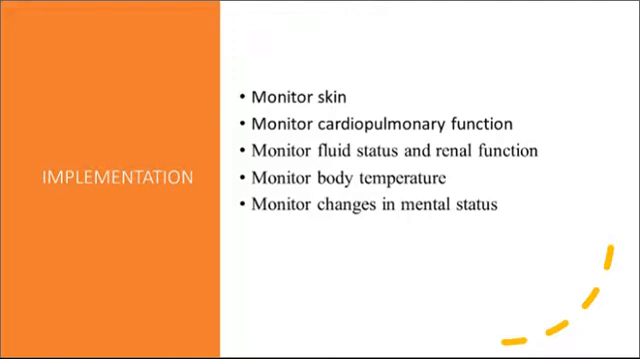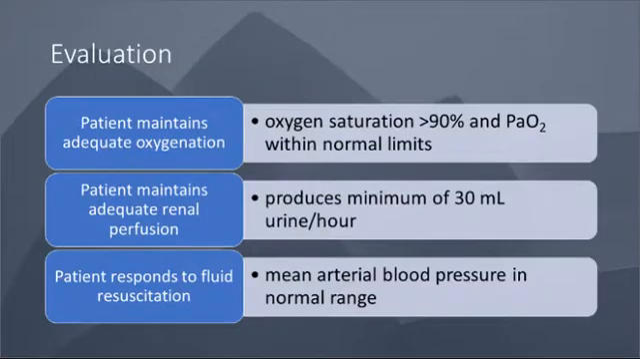Your fluid status, you're looking at jugular vein distension, or your central venous pressures, your urine output, your intake and output, watching their body temperature, whether they're hypothermic or hyperthermic. If you have a Foley catheter in, you're doing hourly urine measures. You're assessing their mentation, their level of consciousness, and how do you evaluate this? You'll want to make sure you're monitoring for adequate oxygenation, renal perfusion.